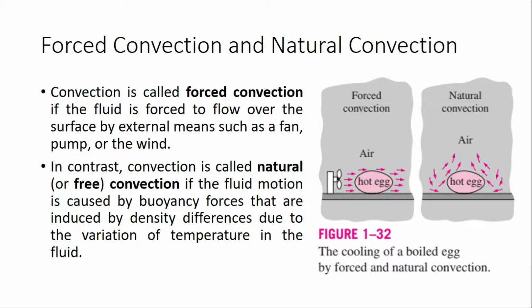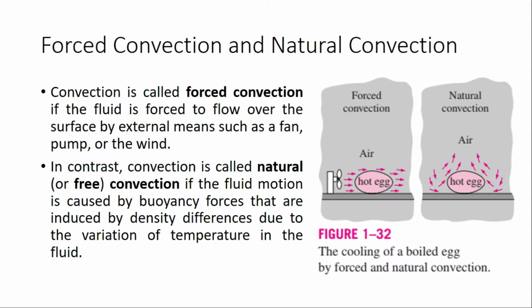Forced and natural convection. Convection is basically classified into two categories, the forced convection and the natural or free convection. Let us try to understand these categories of the convection process. Convection is called forced convection if the fluid is forced to flow over the surface by external means such as a fan, pump or the wind. Whereas, convection is called natural or free convection if the fluid motion is caused by buoyancy forces that are induced by the density difference due to the variation of the temperature in the fluid.